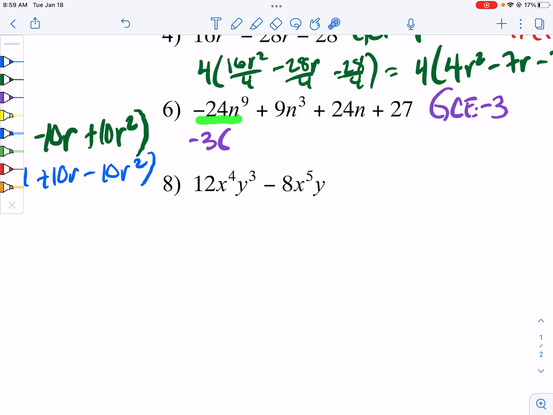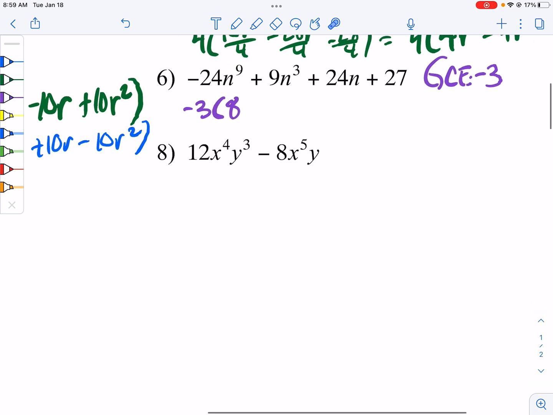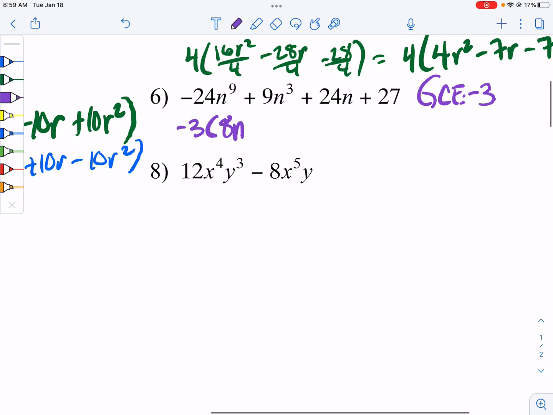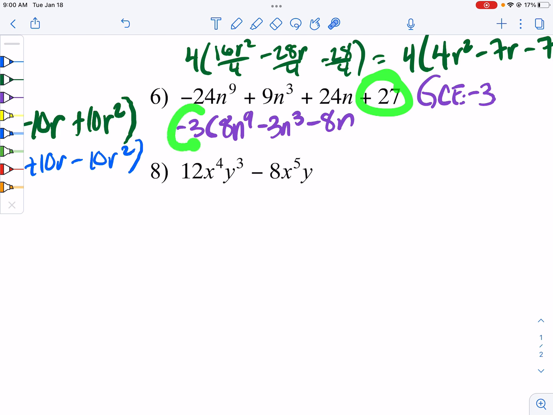So -24 divided by -3 is a +8. And then I would take my n to the 9th divided by any n value here, which there is not one, so it just keeps it as is. So n to the 9th. And then 9n cubed divided by -3 is a -3n cubed. And then 24n divided by a -3 is a -8n. And then 27 divided by a -3 is a -9.